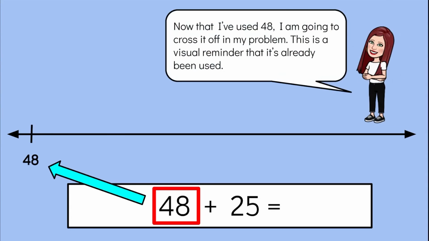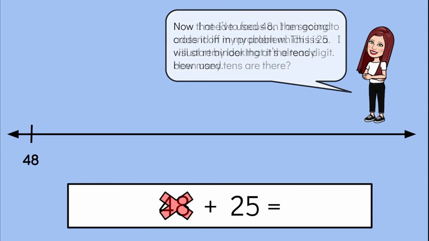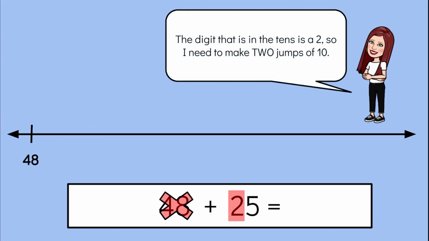Now that I've used 48, I'm going to cross it off in my problem. This is kind of a visual reminder that it's already been used. Now I need to focus on the second add-in in my problem, which is 25. I will start by looking at the tens digit and think, how many tens are there? There are 2. So the digit of 2 means I need to make 2 jumps of 10.